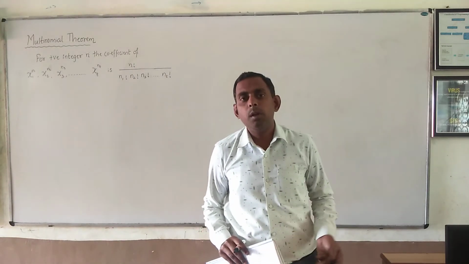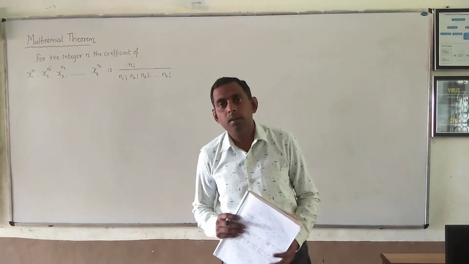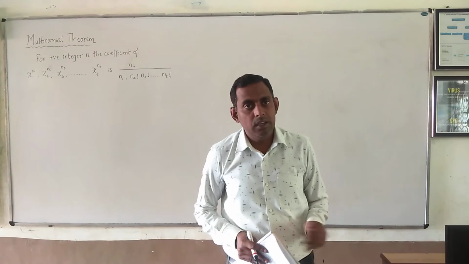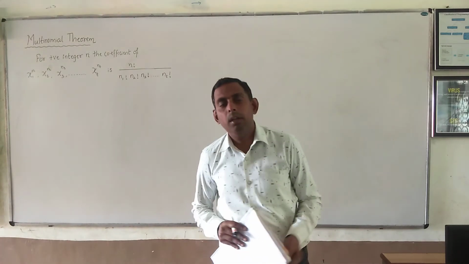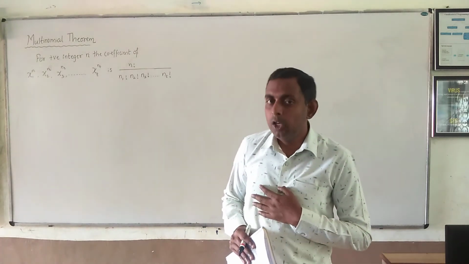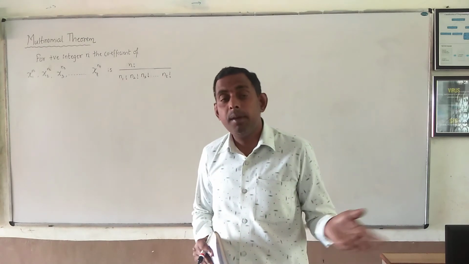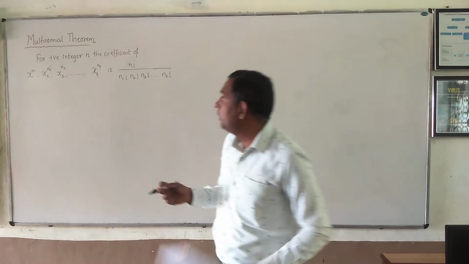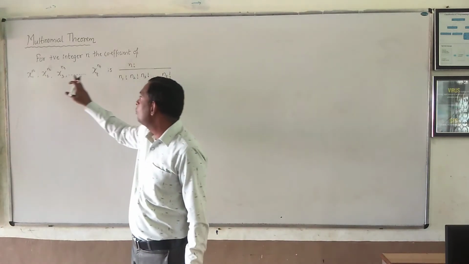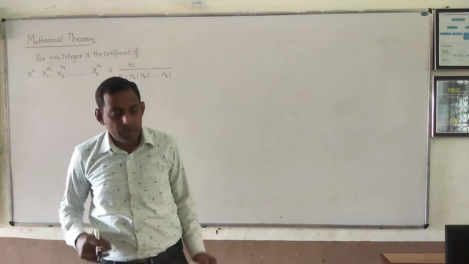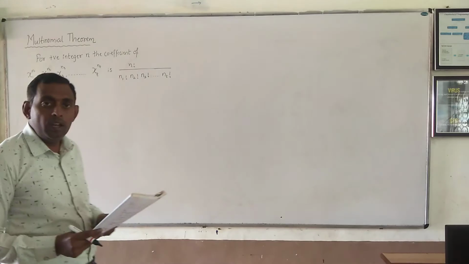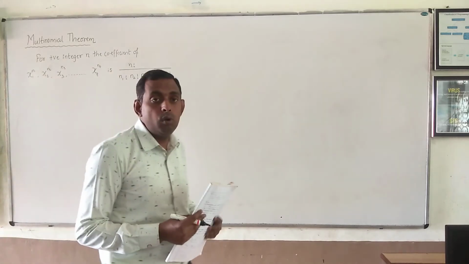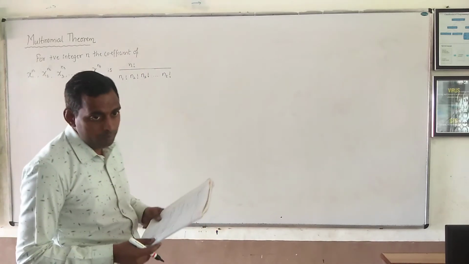The difference between the binomial and multinomial theorem is that in binomial theorems we come across only two variables, let us say x and y. Whereas in multinomial theorem we come across many variables. How many variables are here? x1, x2, x3 up to xt. So let us solve one example on the multinomial theorem. Then we will come to know how this theorem works.